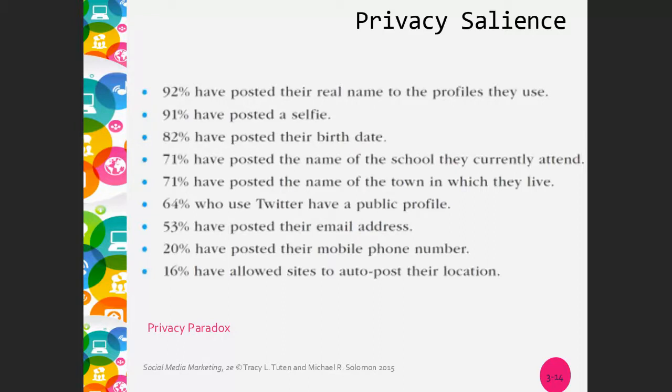Almost 9 out of 10 people posted a real name on their profiles, selfies, birth dates, where they go to school, all those types of things, which leads to what researchers have referred to as the privacy paradox.